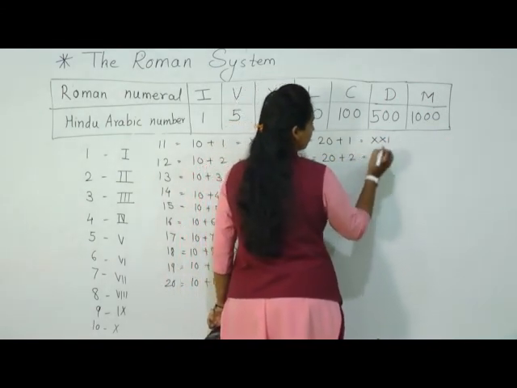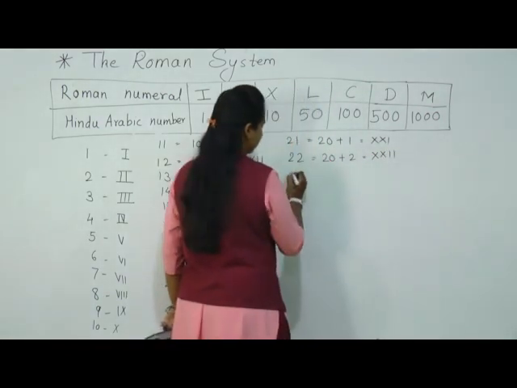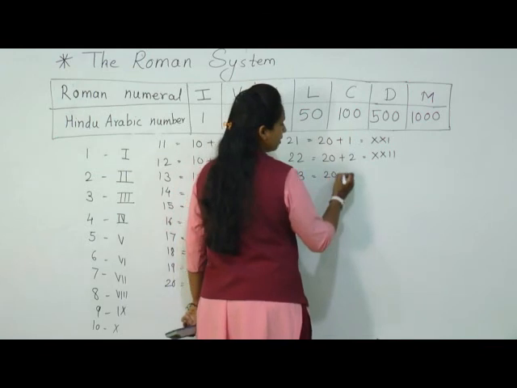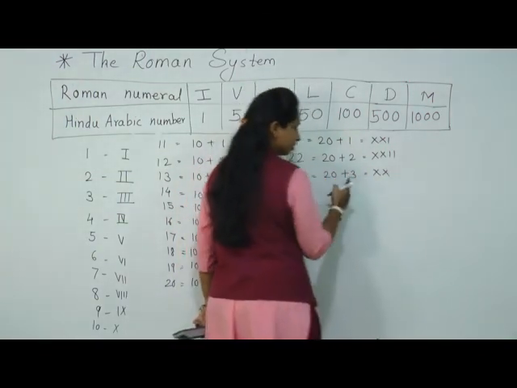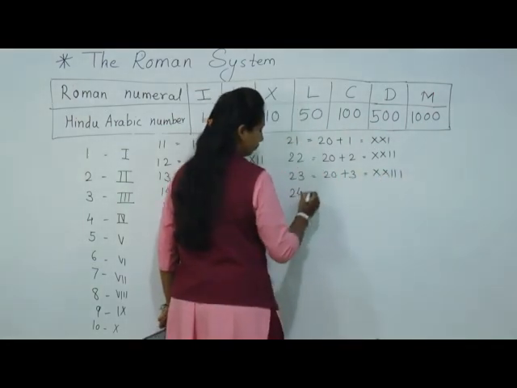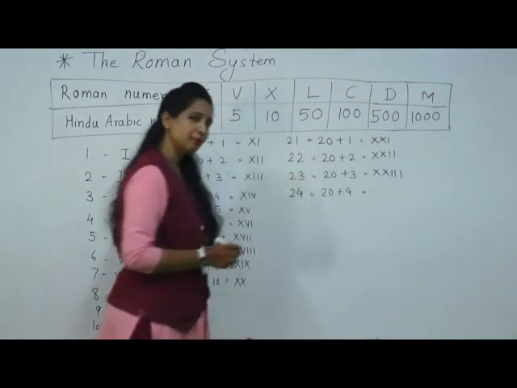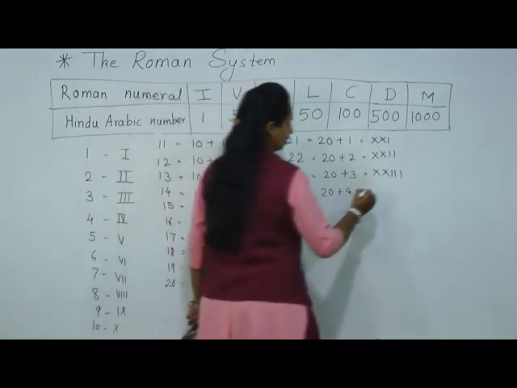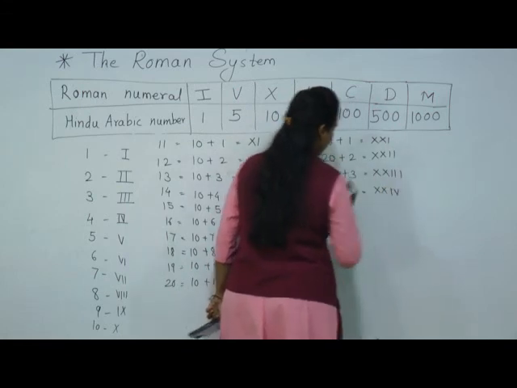Now what about 22? 20 plus 2 is 22. Double X, double I. 23. 20 plus 3 is 23. 20 is represented as double X, 3 is represented as triple I. Now 24. 20 plus 4 means 24. So double X and IV.